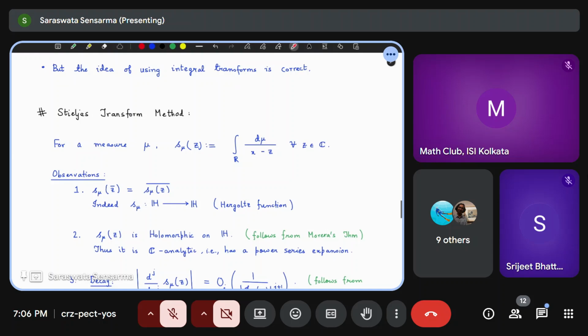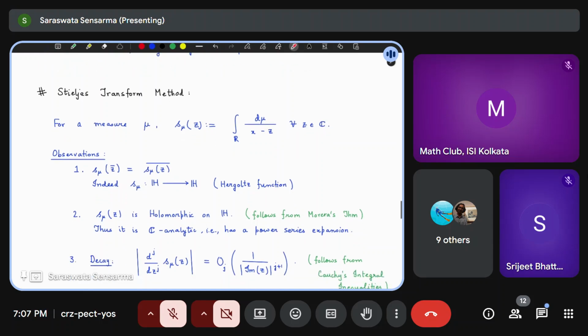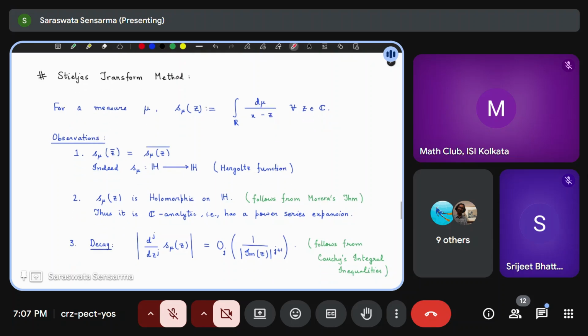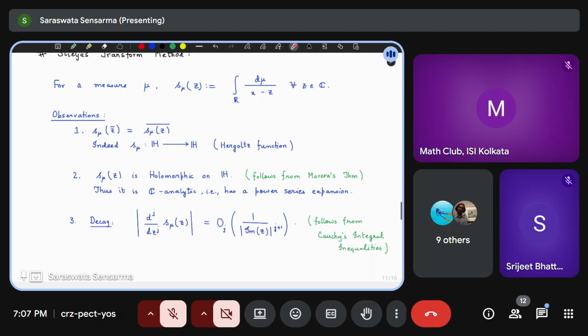Indeed, you can show that it has a conjugate invariance, and it takes the upper half plane to the upper half plane. Such functions are called Herglotz functions, and they have very nice properties, which we won't discuss here. Further, this function is also holomorphic on the upper half plane, and in particular, it's complex analytic. Holomorphic just means complex differentiable, by the way. So it is complex analytic. It has a power series expansion, etc. There are also nice decay properties of this. I just listed the properties here. You don't need to really look at it.